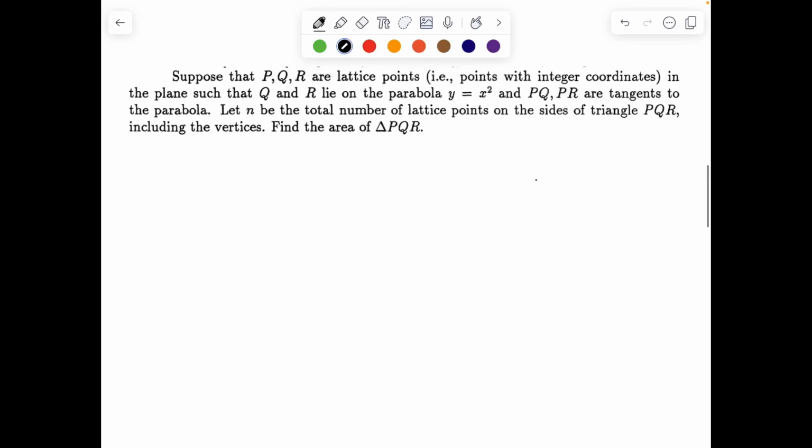And here is a problem from Parabola. This problem is inspired by a previous JEE Advanced question where they asked the number of lattice points inside a triangle. Okay, so let's start the problem.